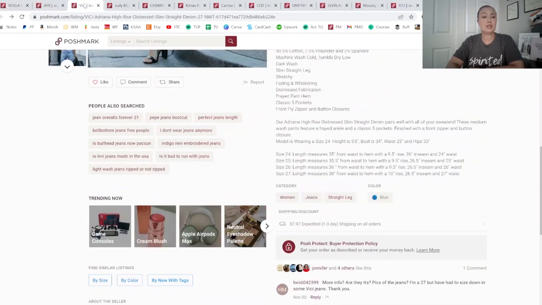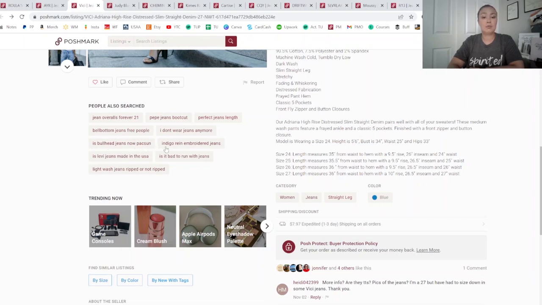Let's go ahead here to this one. Jean overalls Forever 21, Pepe jeans boot cut, perfect jeans length. I don't wear jeans anymore. I don't know if that's a thing. Bell bottom jeans, Free People. So again, are you saying bell bottom? Are you saying wide leg? Stuff like that. Is Bullhead jeans now PacSun?